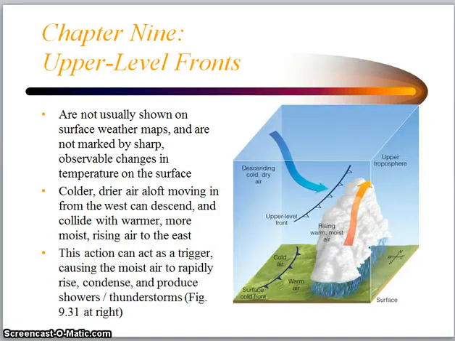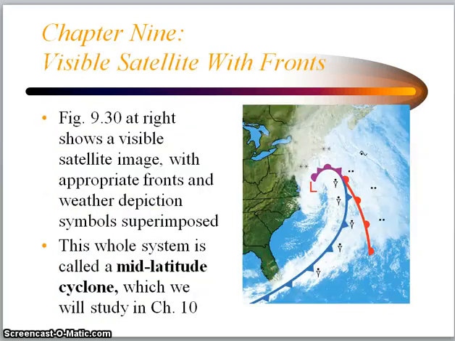There's a front that is not drawn on surface weather maps because it's called an upper level front. Basically, colder, drier air as it's sinking can lift warm, moist air in its advance, even before that upper level front even reaches the surface, but can act like a wedge to actually lift that air mass up and produce showers and thunderstorms. This is a full-on mid-latitude cyclone with a warm, cold, and occluded front, which we'll study in much more detail as we start Chapter 10.